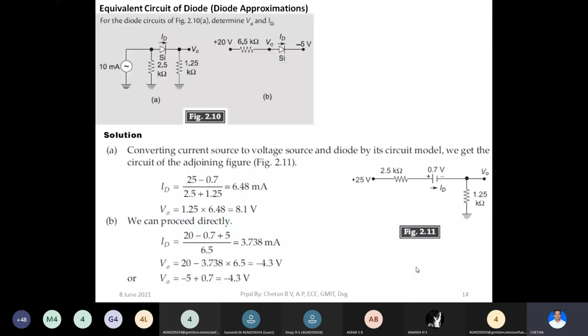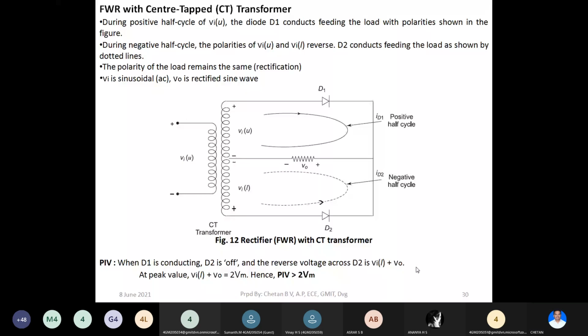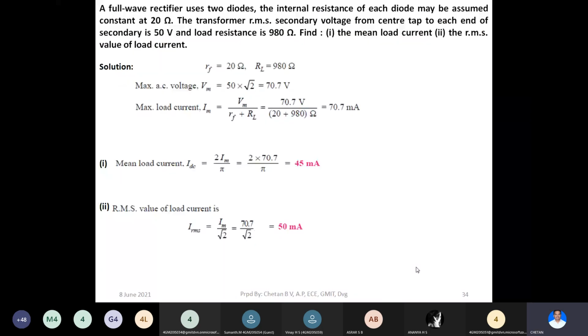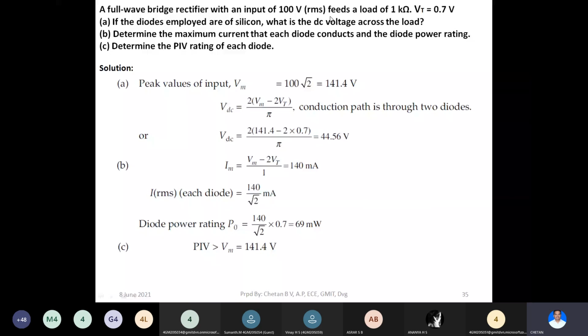The problem is based on rectifiers. So this is the problem. A full wave bridge rectifier with an input of 100 volt RMS feeds a load of 1 kilo ohm where VT is 0.7, and these are the parameters which we have to find out. Right. So this problem already we have solved in class 5, I think. If you see the video of class 5, you can recall the complete explanation with respect to this problem, how to arrive at the solution for this problem.